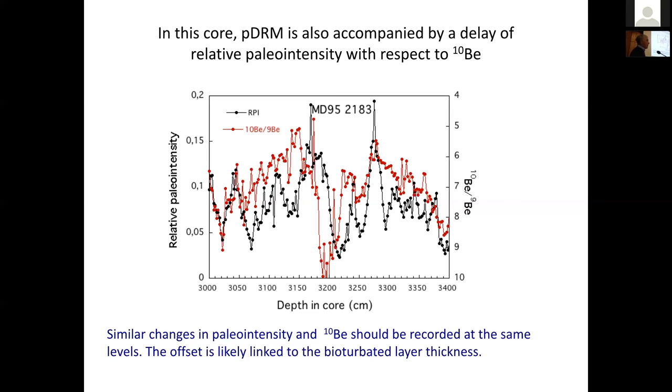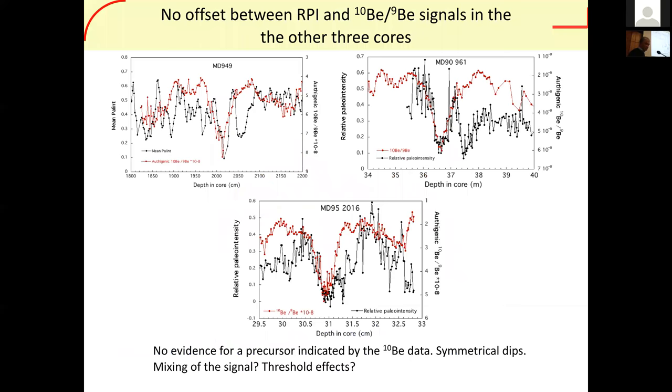So the fact that these two curves are offset with respect to each other is probably linked to bioturbation. But we must be aware of the fact that bioturbation and offset doesn't necessarily mean that we have a PDRM. This is the case in the present situation because we have shown that there is a significant smearing. But sometimes the smearing is not necessarily there, so we could have an offset without any significant smearing.